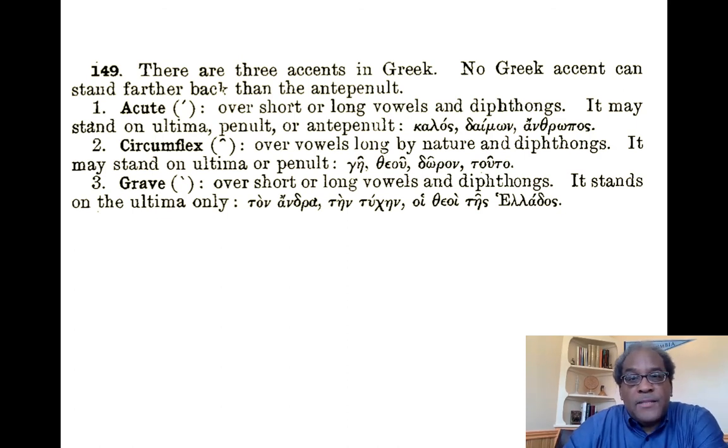The circumflex, which marks a raising and fall of the voice, so I always imagine a horse jumping over a fence, occurs over vowels that are long by nature and over diphthongs. It can stand either on the last syllable or second from the last syllable. So, gê, dôron, tutô.